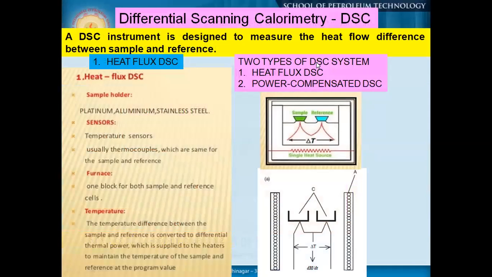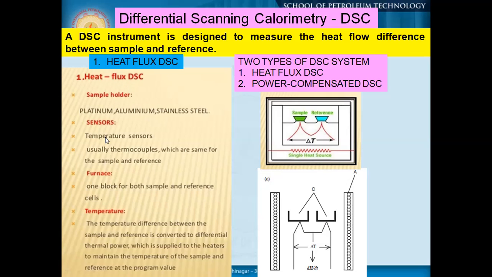So now, differential scanning calorimetry. What is a DSC instrument? It is designed to measure the heat flow difference between the sample and the reference. Whatever we discussed so far is actually differential thermal analysis, where we measure the temperature difference while heating at the same rate to keep the sample and reference at a zero value. But here things are different. We have two types of differential scanning calorimetry: heat flux DSC and power compensated DSC.